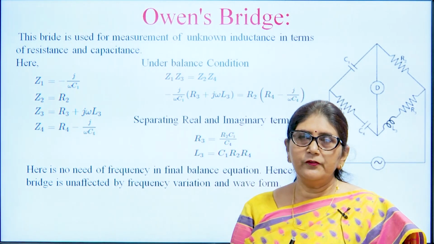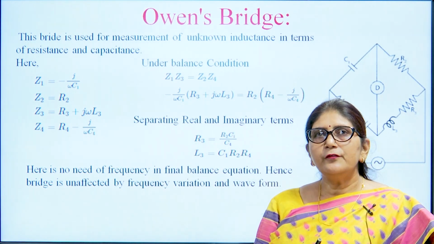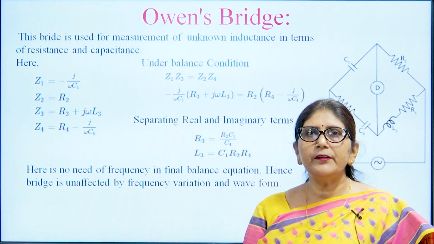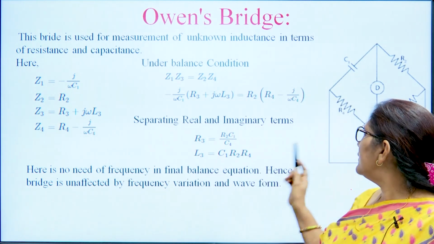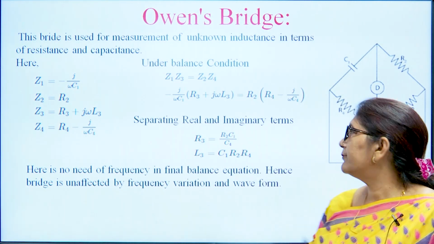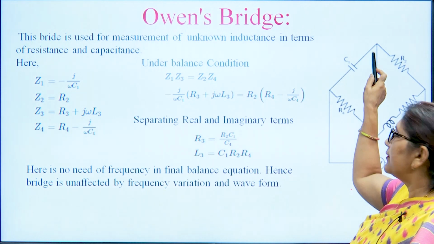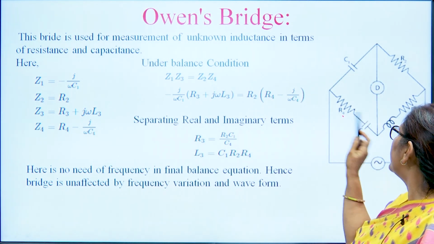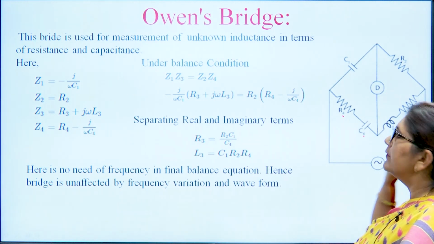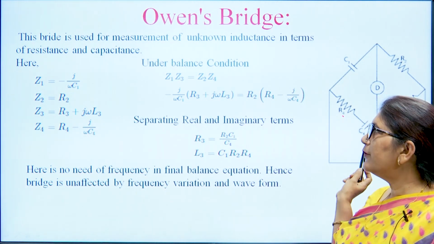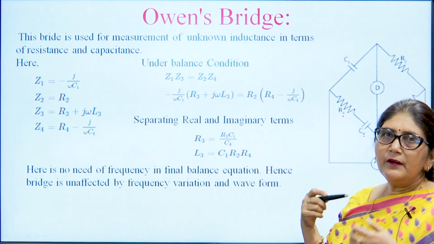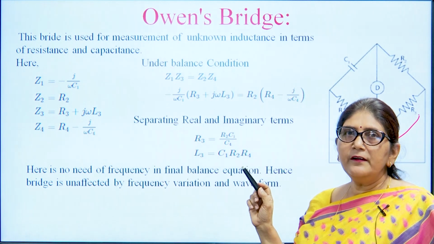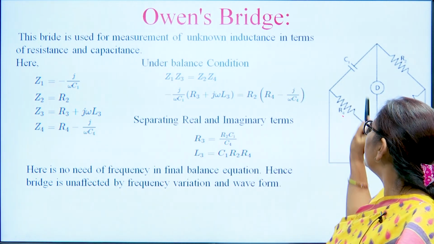Next is the Owen's bridge. Owen's bridge is also used for the measurement of unknown inductance. Here it is compared with a capacitance. In this bridge two capacitances are used, one is C1 in the circuit, and the second is C4 in combination with R4, and this is the unknown inductance. So, this unknown inductance is measured in comparison with the known standard capacitors, that is C4 and C1.